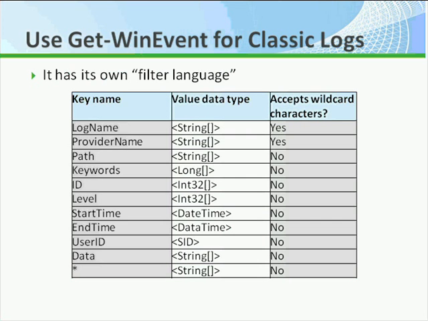Okay, so we can filter by the log name, by the provider name, by the path to the log, various keywords, and unfortunately the keywords don't accept wildcards. In fact, most of these don't accept wildcards. Then we could filter by the level, the start time, the end time, the user ID, the data, and so forth and so on. So I've got some examples of using this to filter some of these logs out, and I'm going to go over some of these, and then we'll jump back. As a matter of fact, this is about the last slide that we've got.